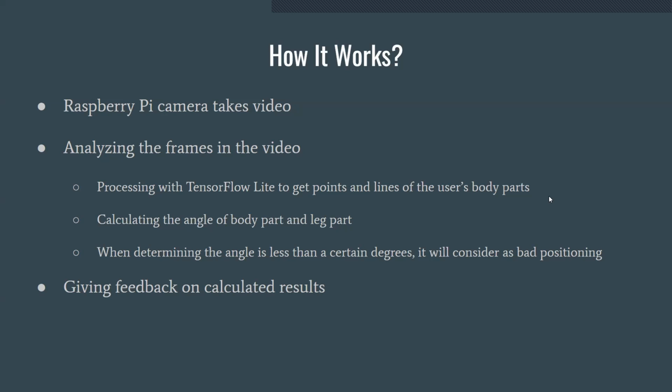And the results: as I mentioned before, Raspberry Pi is not a perfect system. It's not a system that can handle heavy tasks, so it can often run into errors. TensorFlow can also sometimes run into errors because not all the points that are required to calculate the angle are marked on the image.